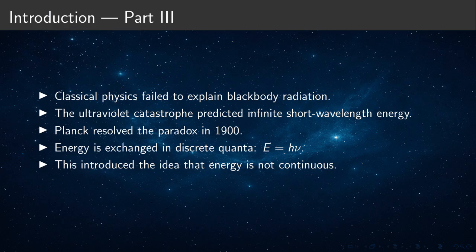In 1900, Max Planck resolved this paradox by proposing that electromagnetic energy is exchanged in discrete packets, or quanta, with energy proportional to frequency, E equals h nu, where h is Planck's constant, a fundamental constant of quantum mechanics. This result demonstrated that energy is not continuously divisible, but instead exists in discrete units.